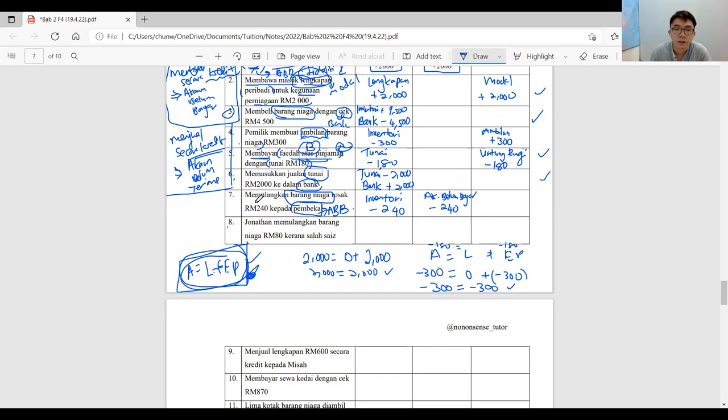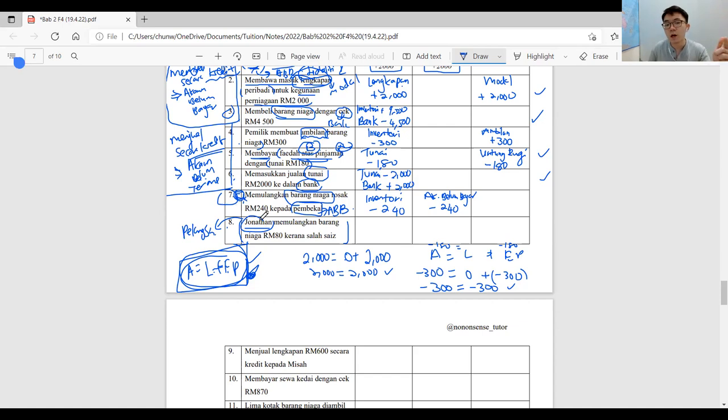Okay, now number 8. Jonathan memulangkan barang niaga 80 ringgit kerana salah saiz. Now, this question is a bit misleading because it says Jonathan memulangkan barang niaga. But from here, if you look at question 7, we always assume in front is saya or kami or kita, meaning the first person, me, memulangkan. Therefore, this is a pulangan to the pembekal. Okay, but then from question 8, dia cakap Jonathan, meaning this Jonathan is actually our pelanggan, our customer.